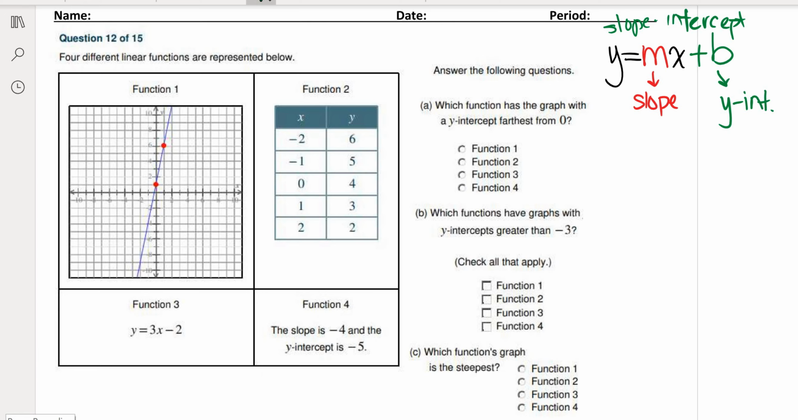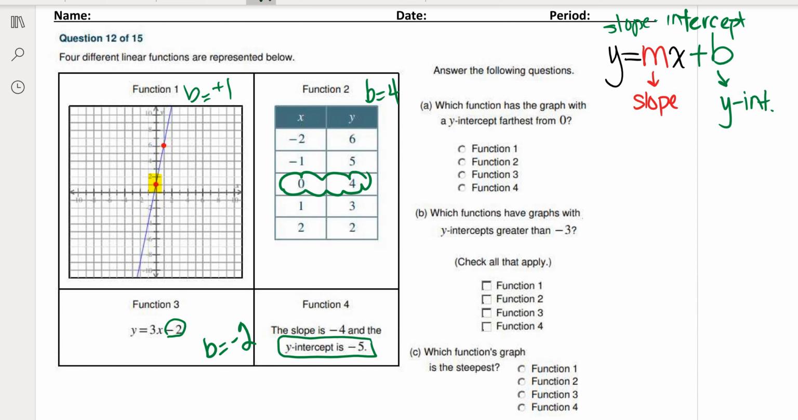It should tell you that the y-intercept is going to be that last number over there. So if I'm looking at the graph, it's where this point crosses the y-axis. So my y-intercept on function 1 is going to be when the y value is positive 1. B is positive 1. In function 2, when x is 0, my y-intercept is 4. In function 3, the y-intercept is going to be this number here at the end, so b is negative 2. And then in function 4, they told us that the y-intercept is negative 5.